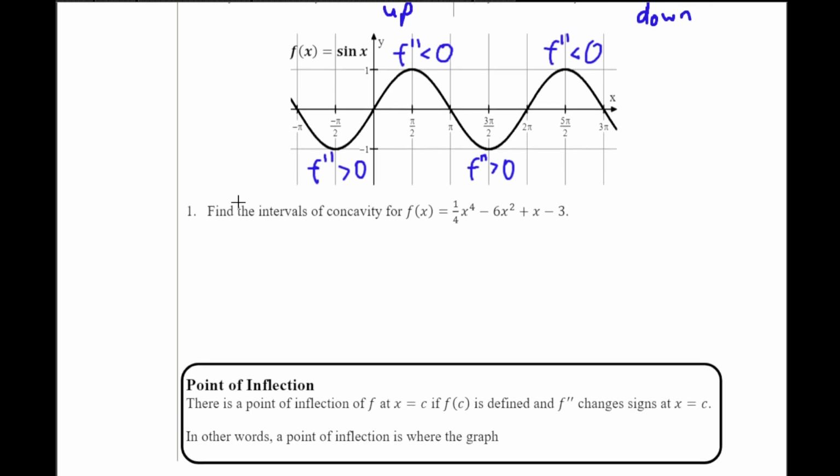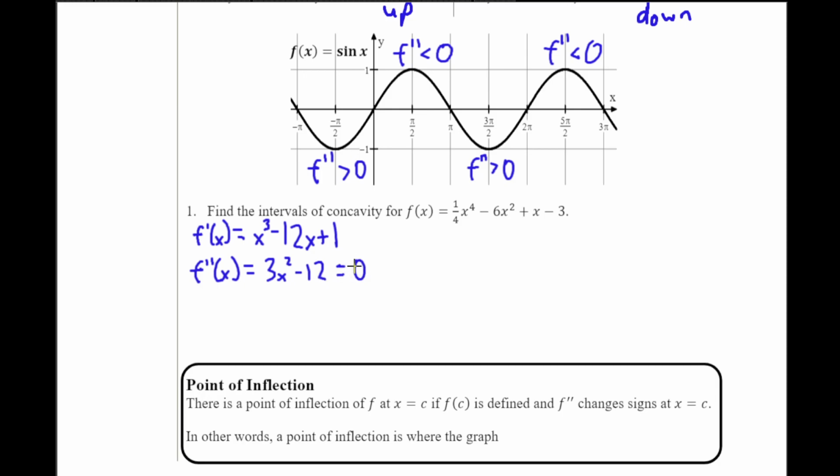So, 1. Find the intervals of concavity for f of x is equal to all this right here. If you want to find the intervals of concavity, from this you should just find the second derivative. So the first derivative f prime of x is equal to, let's see, x cubed minus 12x plus 1. And then we find the second derivative. F double prime of x is equal to 3x squared minus 12.